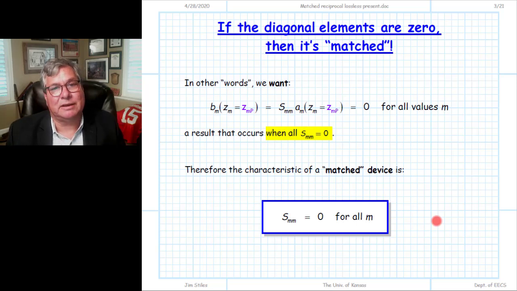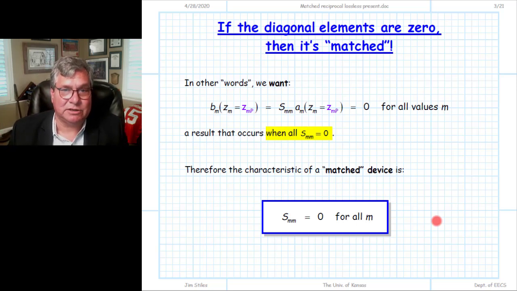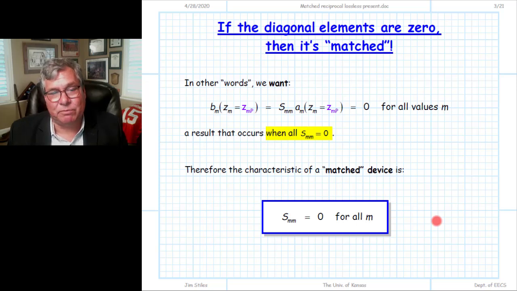S11 is the ratio then of the scattered wave at port 1 to the incident wave at port 1 when all the other ports are terminated in matched load. If the device, the 4-port device, is a, quote, matched device, then the input impedance will be Z0, the reflection coefficient will be 0, and therefore there will be no scattered wave from port 1. Nothing will be reflected. There will be an incident wave at port 1, but because the input impedance is Z0, the input reflection coefficient is equal to 0, nothing will be reflected. A matched device will have a scattering parameter of S11 equal to 0.